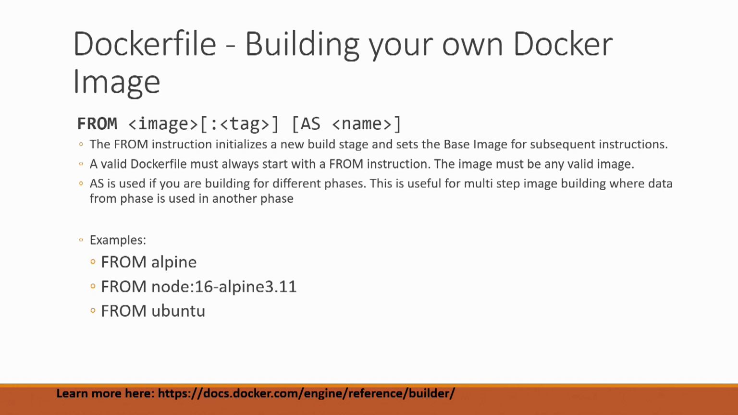So these are the different ways you can specify your base image: from Alpine, from Node 16. This is specifying a specific image and the tag of that image. This is the way we lock in a particular version of an image in our Dockerfile.